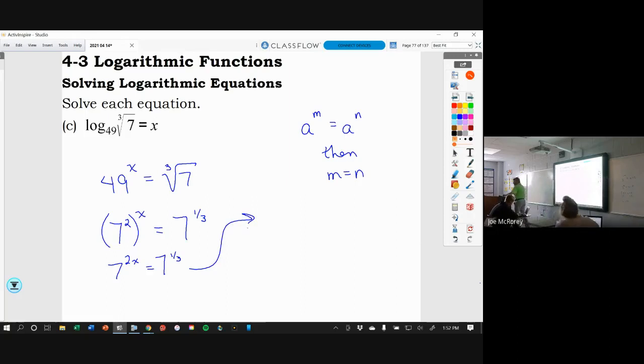Because my bases are the same, do I care about the 7? No. You just cancel it. So all I have is 2x equals 1/3, and I'll divide both sides by 2 to get x by itself. And what is half of 1/3? 1/6.